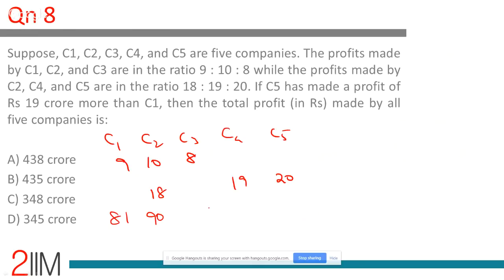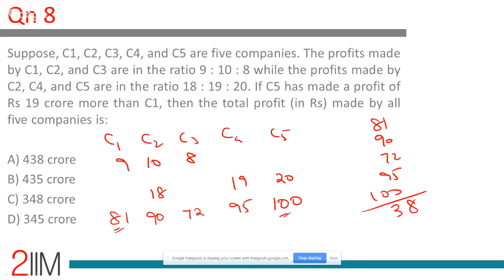This is 81 is to 90 is to 72. 9 is to 95 is to 100. So the overall ratio is like this. If C5 has made a profit of rupees 19 crores more than C1, this 100 minus 81 is exactly 19 crores. Total profit made by all 5 companies should be exactly these numbers: 81 plus 90 plus 72 plus 95 plus 100. 7, 8, 16, 25, 33, 33, 4, 38 crores. We have a choice available here.